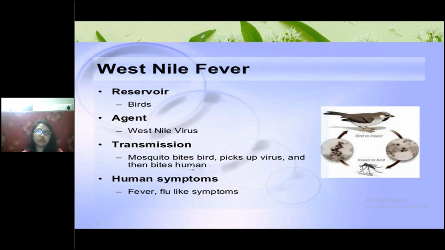And then there is West Nile fever, with the reservoir being birds, and the West Nile virus is transmitted through mosquito bites from the bird, and then the mosquito picks up the virus and then transmits it to the human beings. So then this cycle may continue. So the humans have fever and flu-like symptoms in West Nile fever.